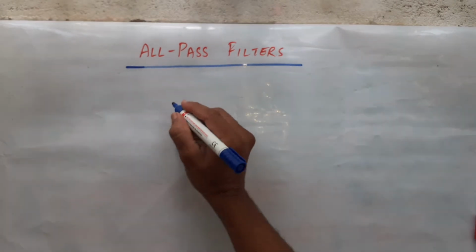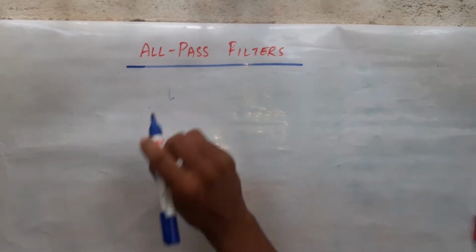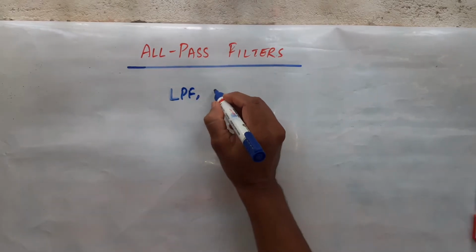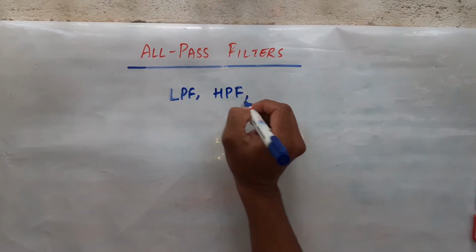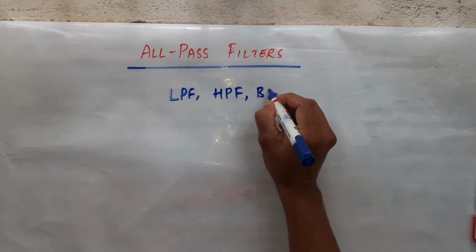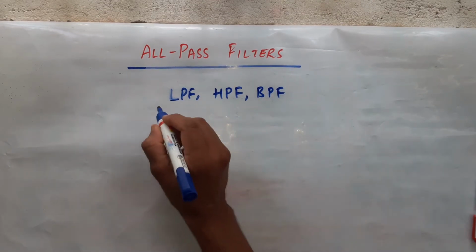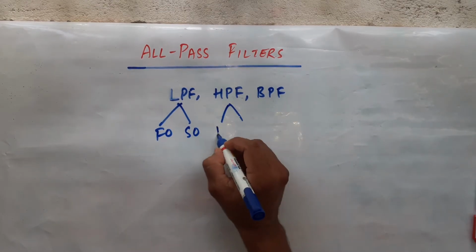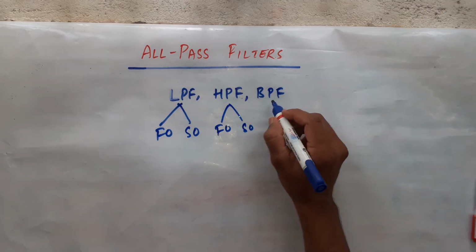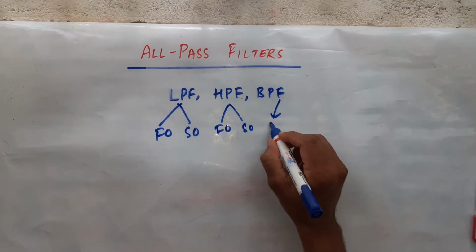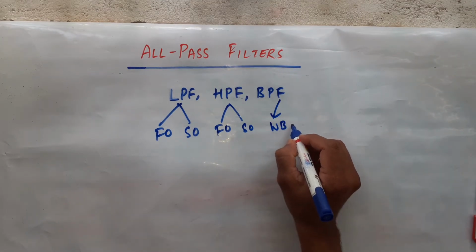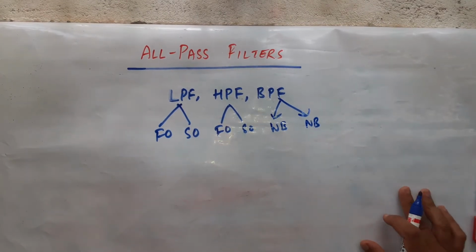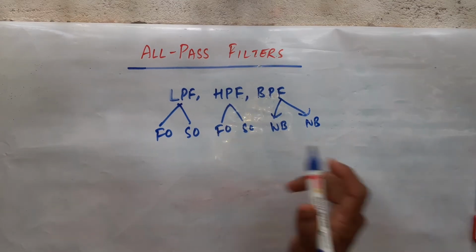So far we have seen low pass filters, right? Then we have seen high pass filter. Then we have seen band pass filter. In low pass we have seen first order, second order. In high pass we have seen again first order, second order. And in band pass filter we have seen wide band filter and the other one is narrow band filters. All the six we have seen, right?